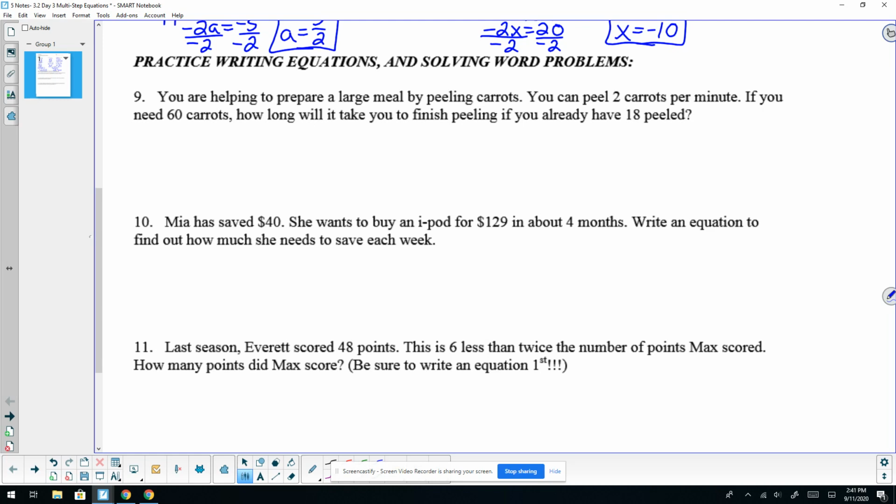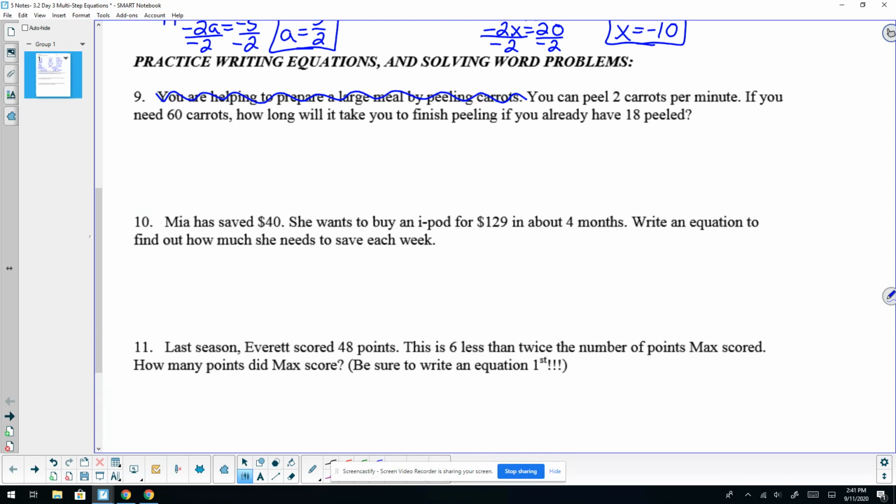So you are helping to prepare a large meal by peeling carrots. You can peel 2 carrots per minute. If you need 60 carrots, how long will it take you to finish peeling if you already have 18 peeled? So we've read through the whole first problem. There is a part of this that doesn't really matter, and it is this first sentence. So I'm going to go ahead and get rid of it because it doesn't really help me write my equation. It just kind of puts me in the setting.